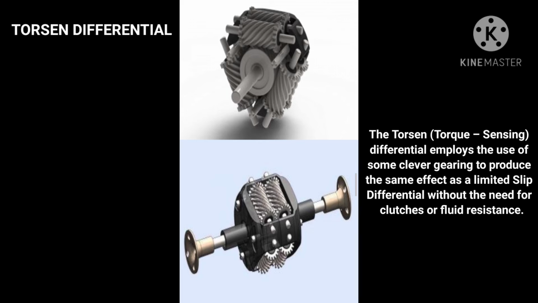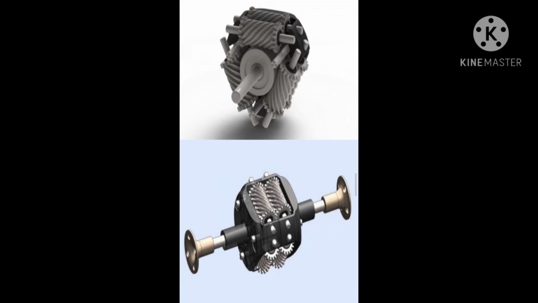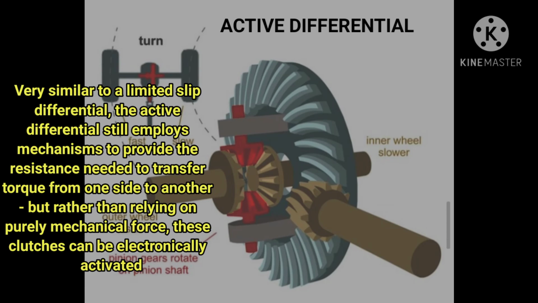Torsion differential. This differential employs the use of some clever gearing to produce the same effect as a limited slip differential without the need of clutches or fluid resistance. Active differential. Very similar to a limited slip differential, the active differential still employs a mechanism to provide the resistance needed to transfer torque from one side to another, but rather than relying on purely mechanical force, these clutches can be electronically activated.